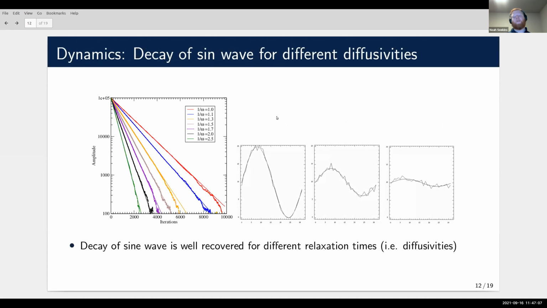And you can take a look at how that turns out here. You can see on the left here, this is specifically looking at the amplitude of the system. As you can see, the amplitude is decreasing over time. And these amplitudes follow the straight lines as the theory and the jagged or bolded lines as the measured values. You can see they sort of go towards randomness at the bottom. That's just because the fluctuations start to take over as your system goes more and more towards equilibrium. And this is just showing the decay of the sine wave is well recovered for different relaxation times or diffusivities.